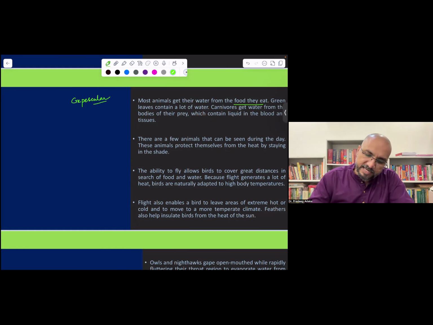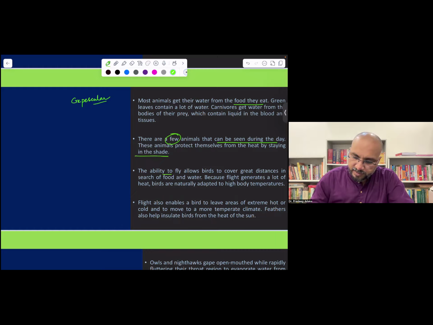So most animals, they get water from the food they eat. Okay, so there are few animals that can be seen during the day. Most animals, they do not come out under direct sun to avoid heat. They remain in the shade.